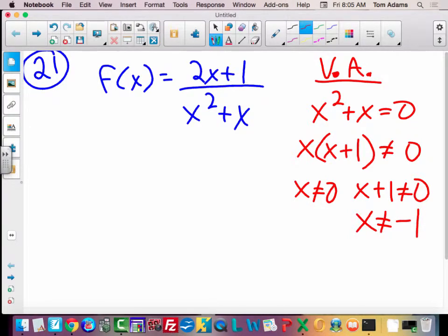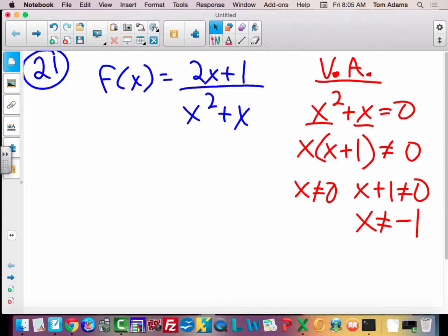Alright? Now if you do the algebra, if I plug in 0, it makes the denominator equal 0. If I plug in negative 1, it makes it equal negative 1, I mean 0, right? Because this would be negative 1 squared if I plugged it in here, which is a positive 1, and then this would be negative 1, which equals 0. So that's where my vertical asymptotes occur, at 0 and negative 1.